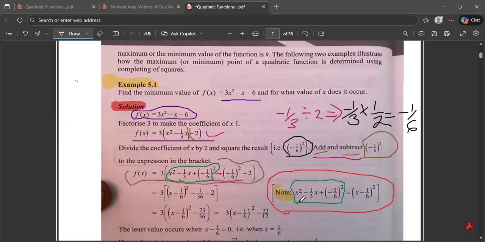Yes. So in the notes, you can see me using a green pen to circle something. That is x squared minus 1 over 3x plus, all into bracket, negative 1 over 6 all squared. Can you see that? And this whole equation is the same as x minus 1 over 6 all squared. Even if you put this into the calculator to solve a quadratic equation, this is what you will still get: x minus 1 over 6.